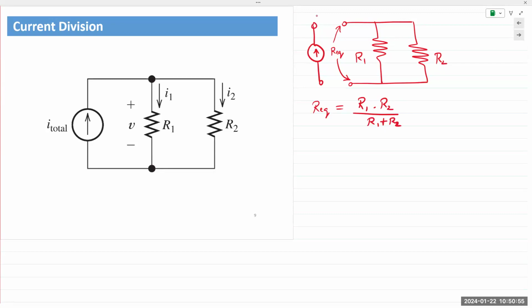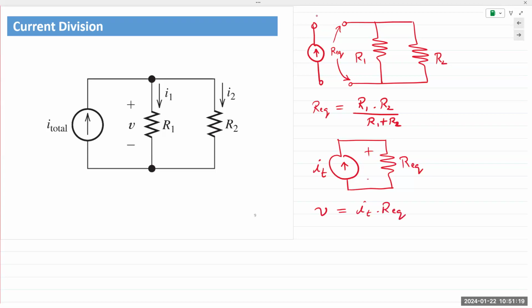Once you have Req, the circuit is simply one current source, and I'll call this IT for total. So voltage V, simply from Ohm's law, is IT times Req. And this voltage V, because the circuit is in parallel, shows up across all resistors in that parallel network. So far, so good.